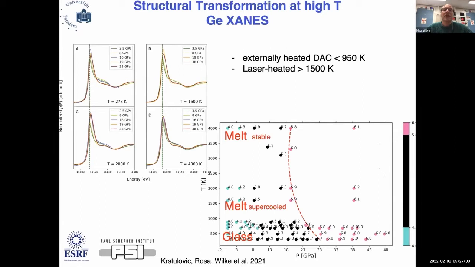And for this, we were able not to record full X-ray spectra, but to record germanium XANES spectra. And shown on the left-hand side, you see the variation of the XANES region as a function of pressure at different temperatures: room temperature, 1600, 2000 Kelvin. And Maria Kostulovic, who actually did all this work, calibrated these changes in the XANES spectra to interpret these spectra in terms of coordination number. And we worked with an externally heated diamond anvil cell up to 950 Kelvin, and at higher temperature we had to use laser heating, and this was done at the old ID24 beamline.